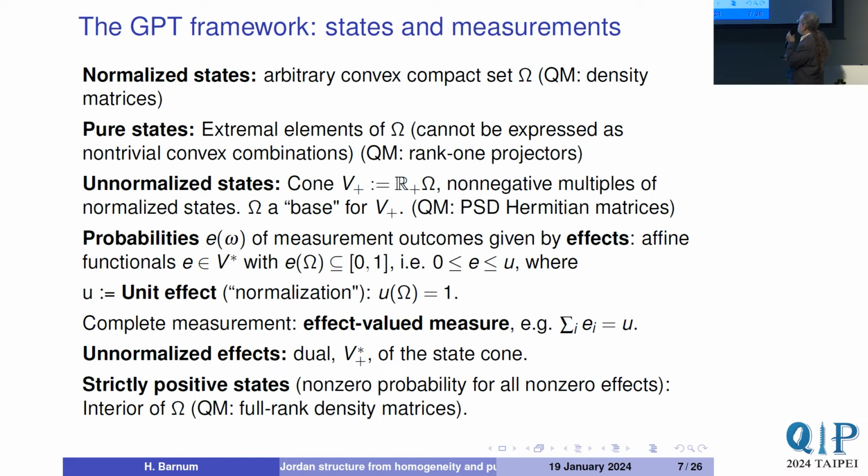Probabilities are just given by evaluating elements of the dual cone on the primal cone, and these elements of the dual cone should take probabilities as values. So they should be below some functional u, which is the unit effect. It's the functional that takes the value 1 on all normalized states: the trace in quantum theory. A complete measurement is a bunch of effects that add up to this unit effect, just like a POVM. Unnormalized effects are the dual cone to the state cone.